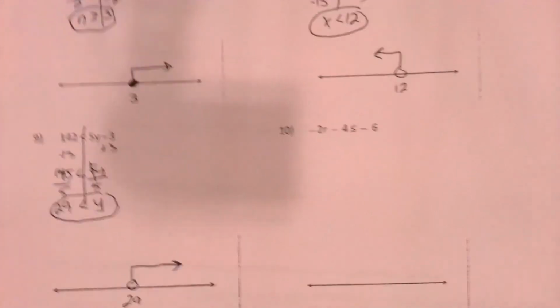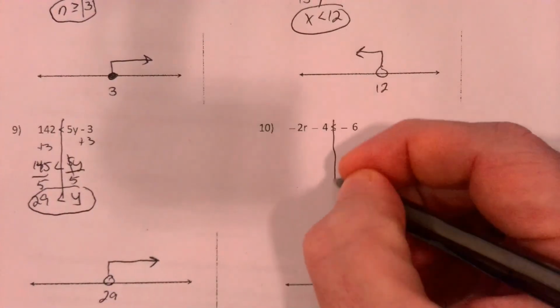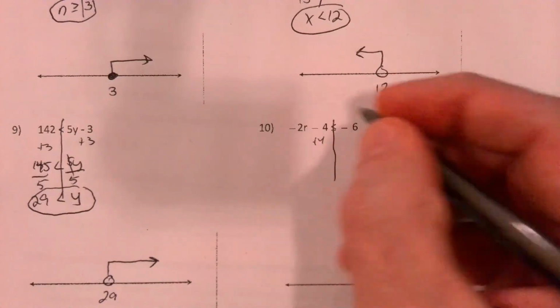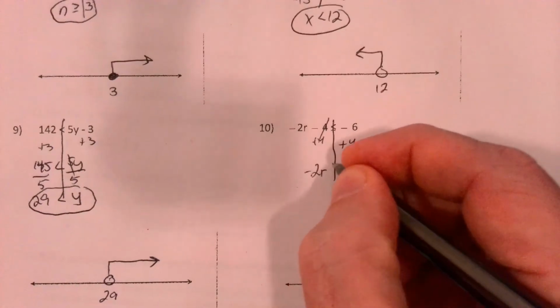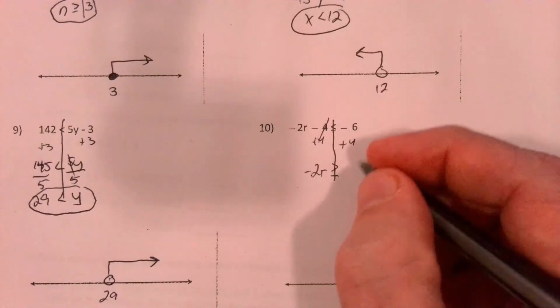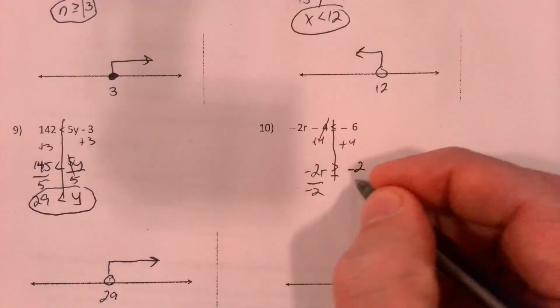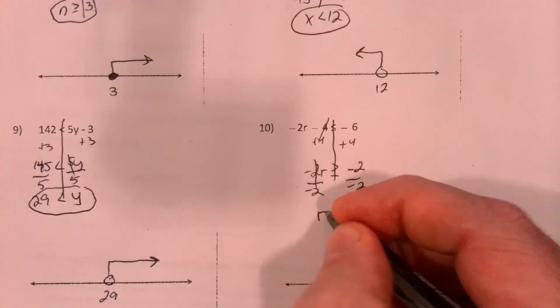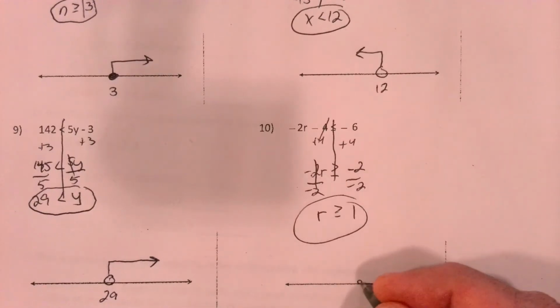Next one is a flip, right? Because I have that negative 2r. I'm going to add 4. Add 4. I'm going to go ahead and flip it now so I don't forget. Greater than or equal to negative 6. That's subtraction. Keep the negative. Negative 2. Divide both sides by negative 2. And you get r is greater than or equal to 1. Solid dot on 1. Up and to the right.